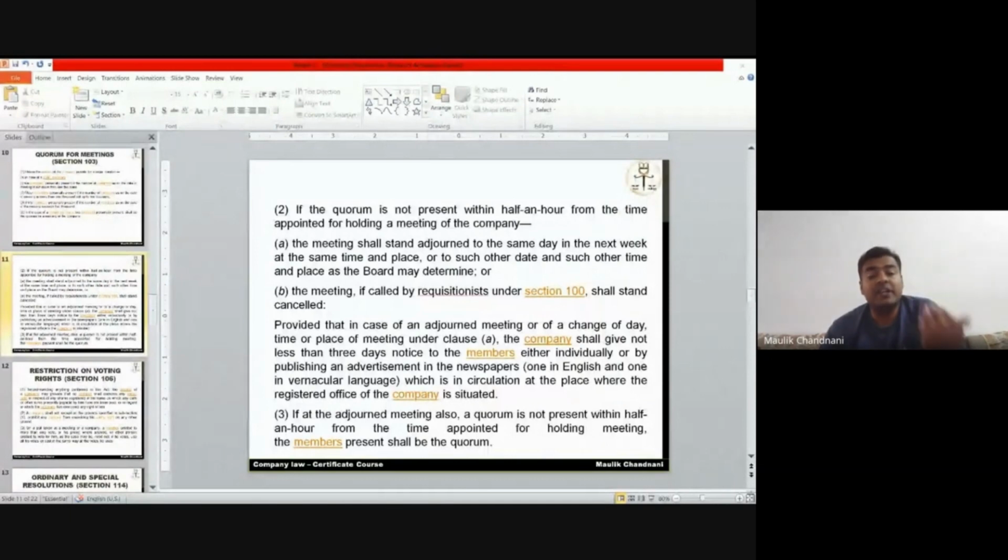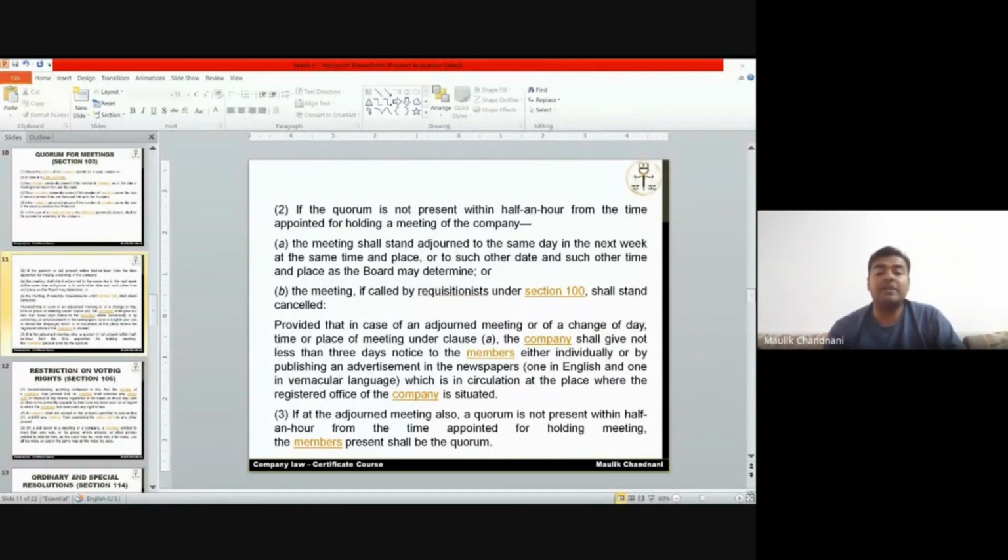And if in the adjourned meeting also the quorum is not present. See, if the meeting was called by the requisitionist and the quorum is not present, the meeting is cancelled. But if the meeting was called by the board, it was first adjourned. Say, for example, in the first meeting called by the board, the quorum was not present. The meeting is adjourned to the next week.